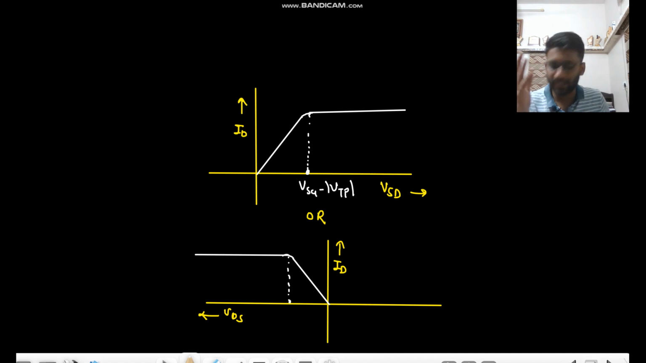Just don't get confused. It is the same as NMOS. Just replace VGS with VSG, VDS with VSD, and VT with mod of VTP. The rest are all the same characteristics and everything. Even the current equations are the same. And why are we doing so? Because here the source is at higher potential and the gate and drain are at lower potential, so we are just interchanging it.